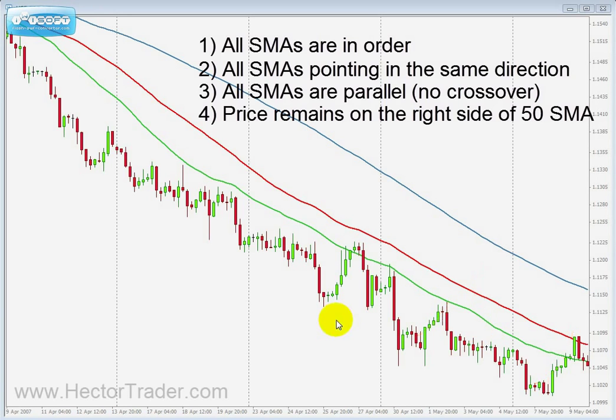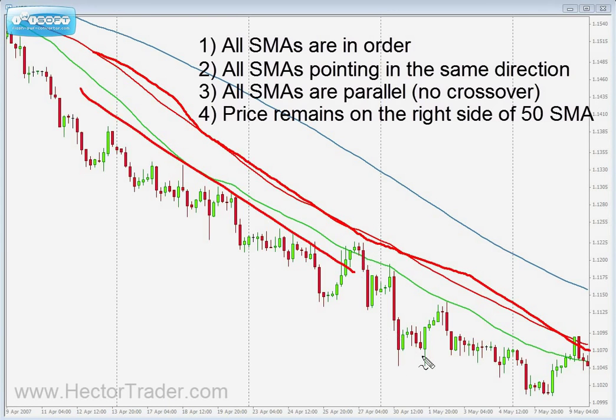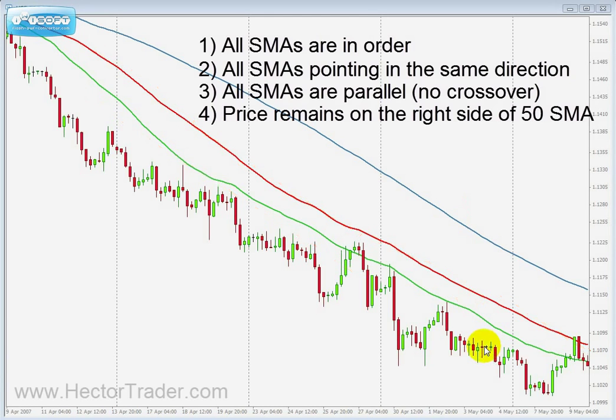All right. Basically what we want is the 50 simple moving average holding price on the right end of the trend, meaning below, in this case, since we are in a downtrend, below the 50.